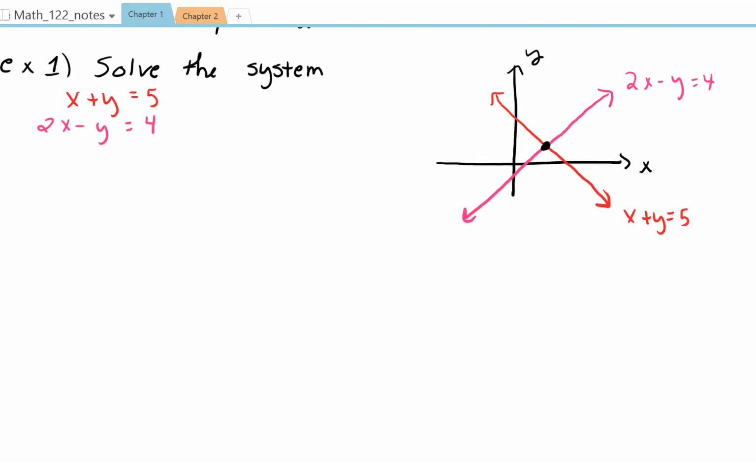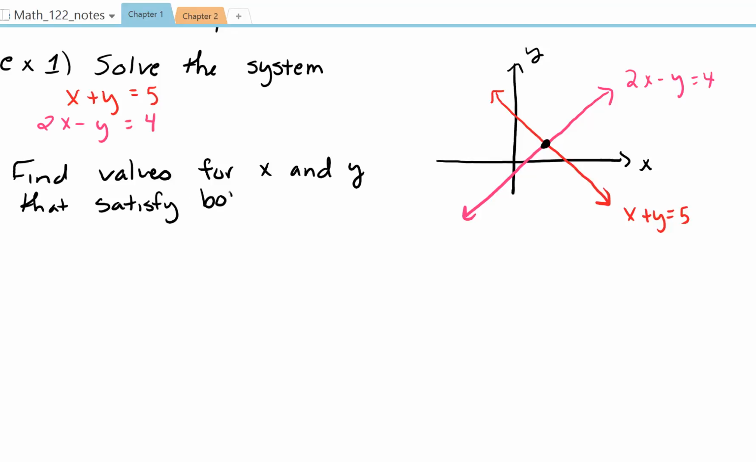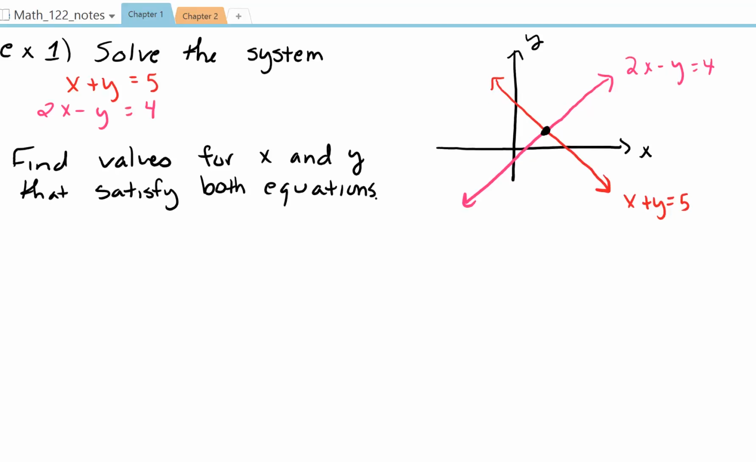And our goal in solving the system here is really the following. It's to find values for x and y that satisfy both equations. So we're looking for an xy point that lives on both curves. Okay, so let's do that.